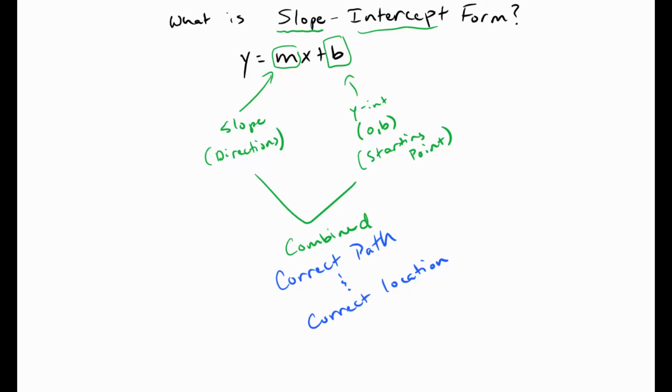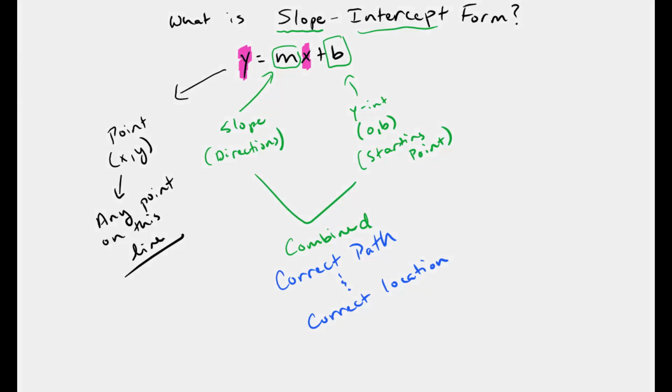Now, one thing that I do want to point out real quick is the x and the y that are here. Well, hopefully x and y sounds familiar to you because we've seen that before. X and y are just telling us about a point. More specifically, it's telling us about any point on this line.